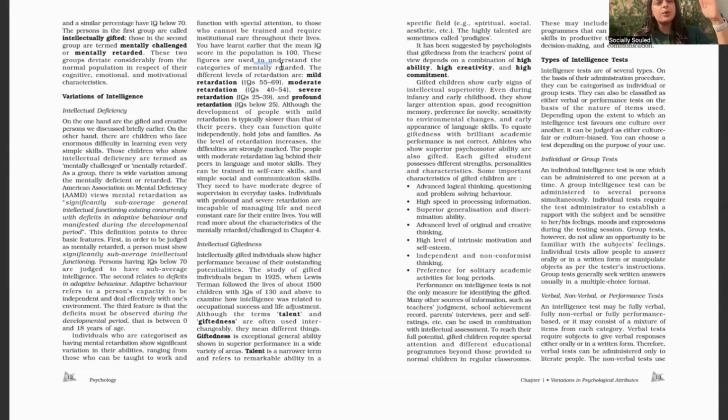Then comes 54 to 40, which is moderate. So mild, moderate, severe, profound. Underline that: mild, moderate, severe, and profound. So 69 to 55, 54 to 40, 39 to 25, and below 25 is profound. Although the development of people with mild retardation is typically slower than that of their peers, they can function quite independently, hold jobs and have families.